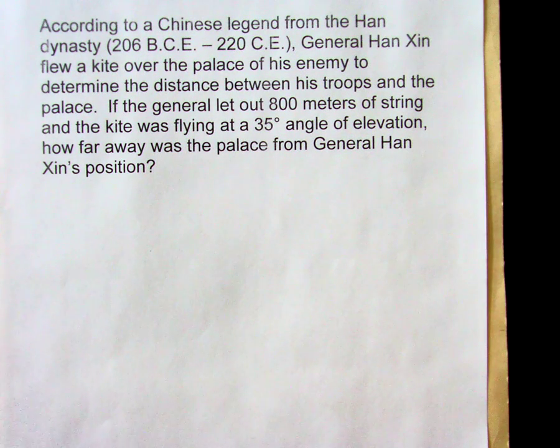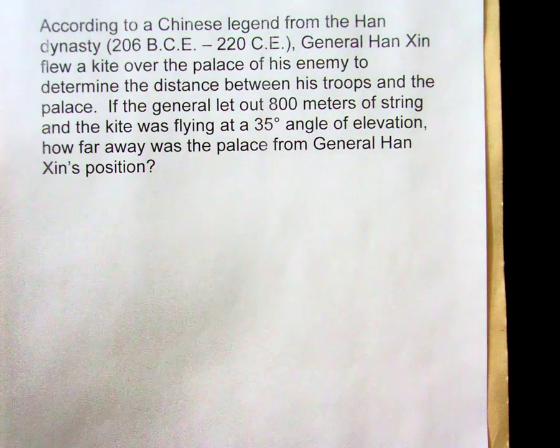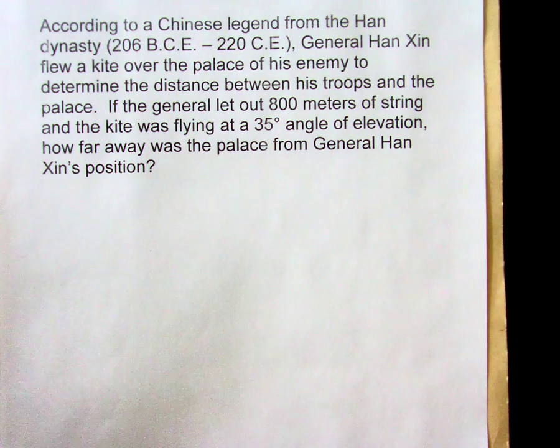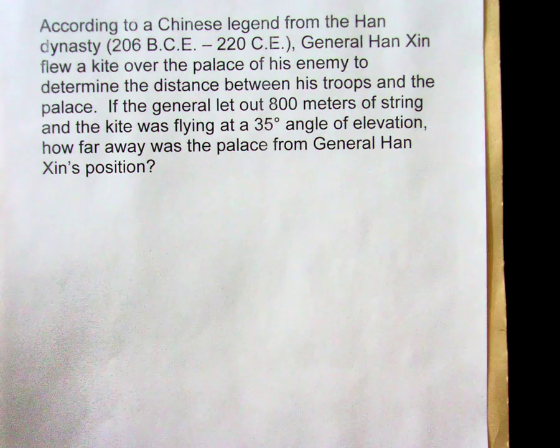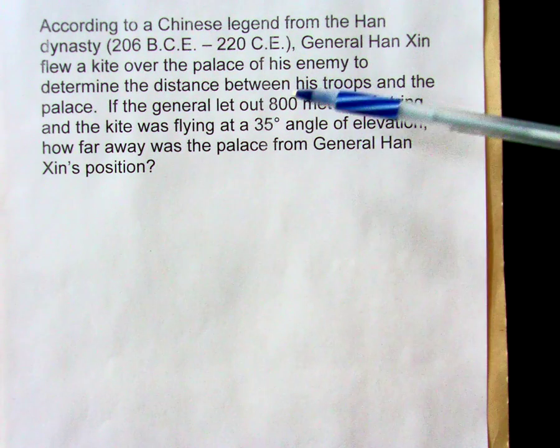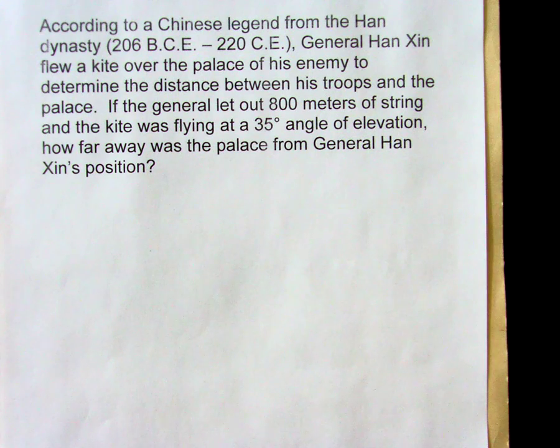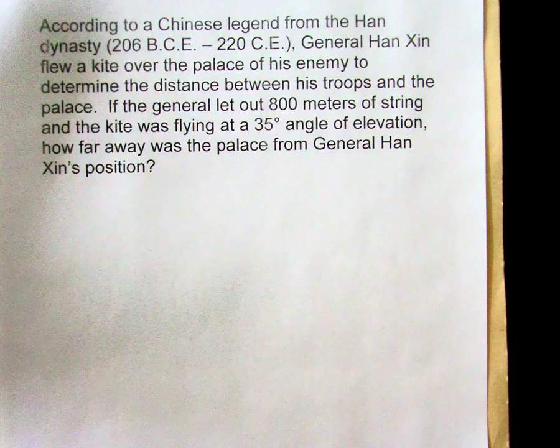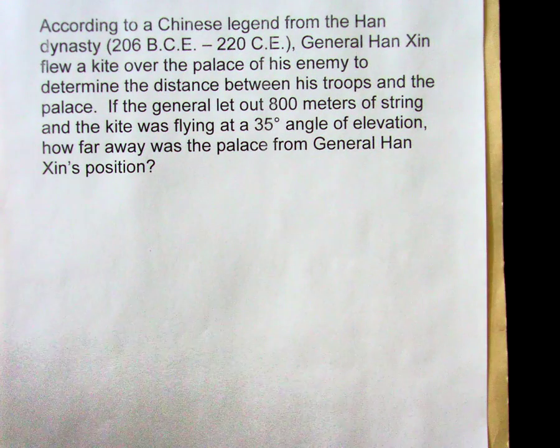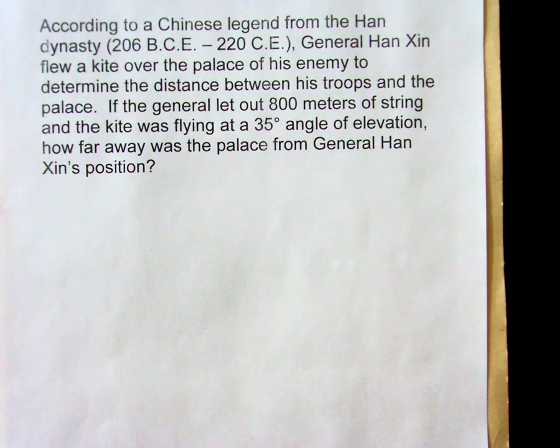Now, part of this problem is a little contrived because the metric system first came out at the time of the French Revolution, and that was much, much later. It probably wasn't true that the Chinese people at that time used degrees for angle of elevation, but just so the problem makes sense for our use, that's how we're going to set this up.